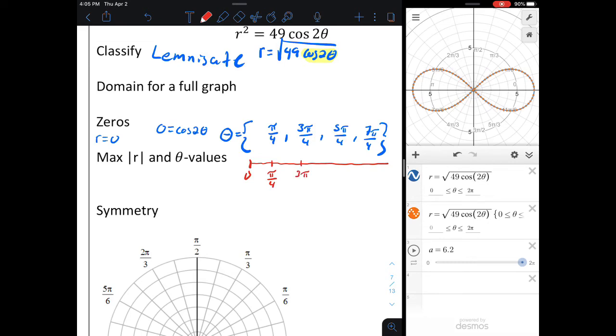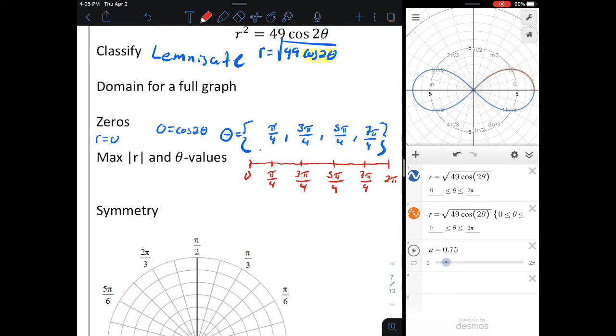It intersects the pole. I'm going to do a sign test here and figure out where cosine of 2 theta is producing positive numbers, and where it is producing negative numbers, so that way I can make this domain. And we can use our slider a little bit to help us. Initially, it's plotting points until I get to 0 for the first time.